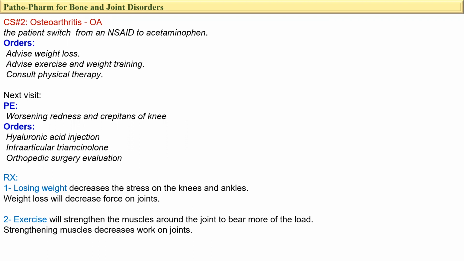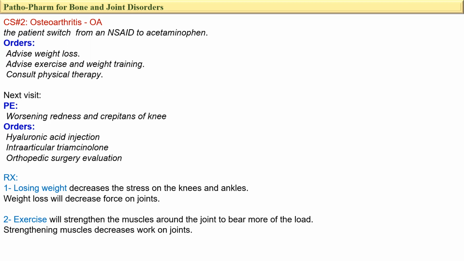So treatment: losing weight and exercise. The weight loss will decrease the stress on the joints, especially the knees and ankles, and it will also decrease the force on these joints. Both of these interventions, weight loss and exercise, can slow the process of deterioration, but cannot reverse it.